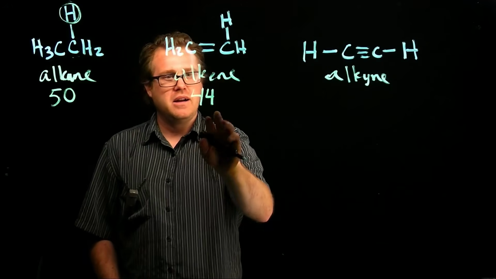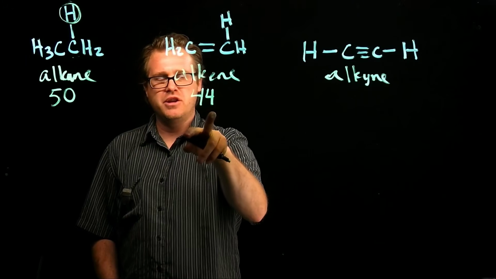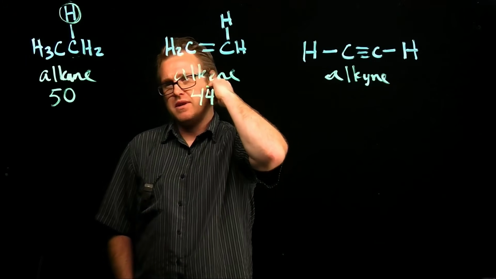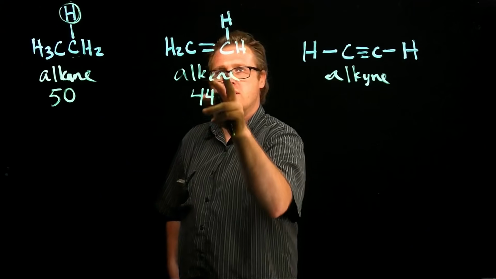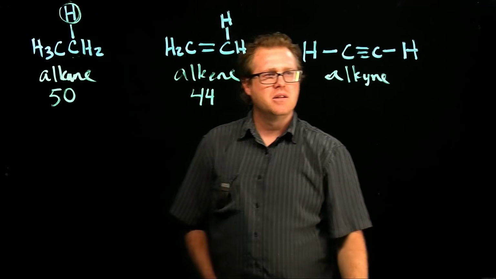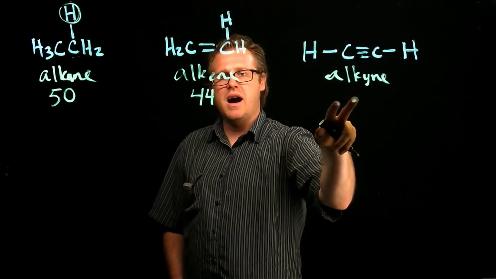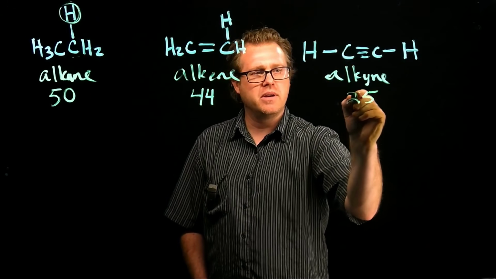An alkene has a pKa of around 44. That's 6 orders of magnitude difference. So what's that? A million times? So an alkene is a million times more acidic than that guy. But look at an alkyne. It has a pKa of about 25.